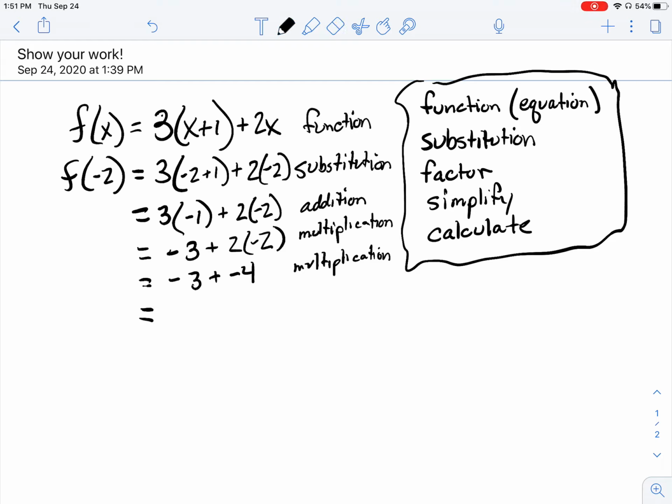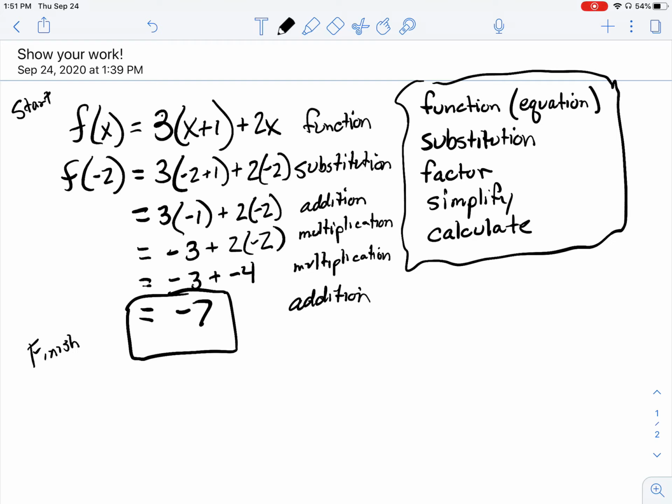And then, so we do this. This is an addition. And then that ends up being our final answer, circle our final answer. So in this process, there's a very clear path, a very direct flow of information from start to finish of the function that we began with and the answer that we ended up with.